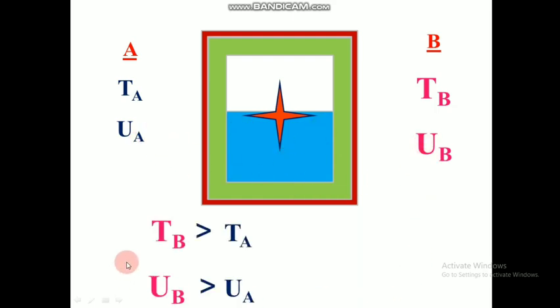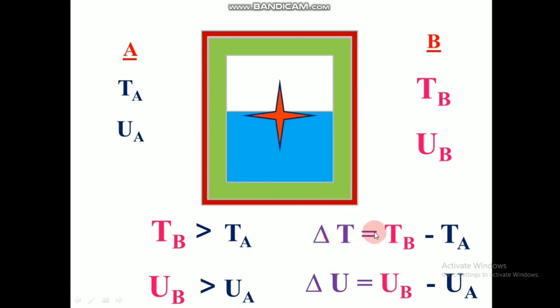So we can say TB is greater than TA as the temperature increased, and UB is greater than UA. As the kinetic energy increased, the internal energy also increased. This is what we got from the work done on the system. The change in temperature from state A to state B is TB minus TA, and the change in internal energy, delta U, is equal to UB minus UA. These are the observations after we did mechanical work inside the system.